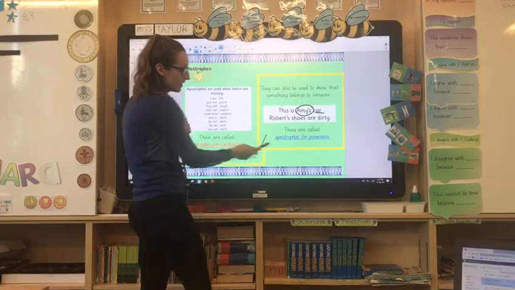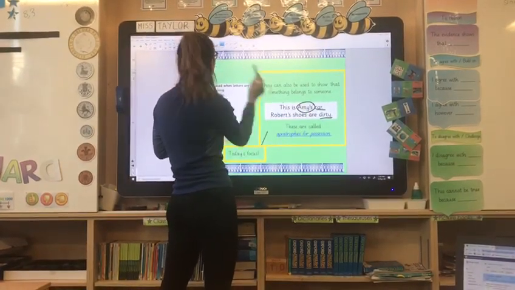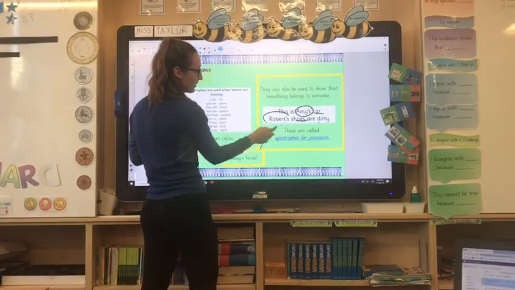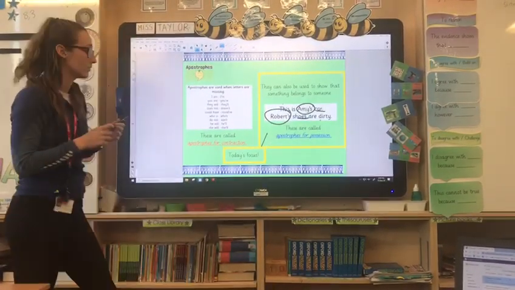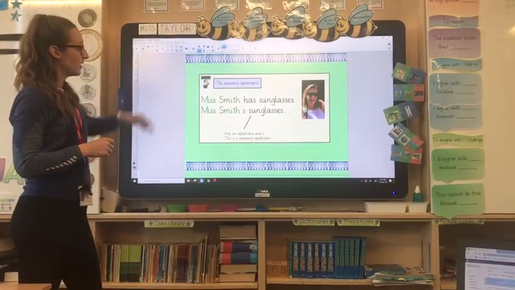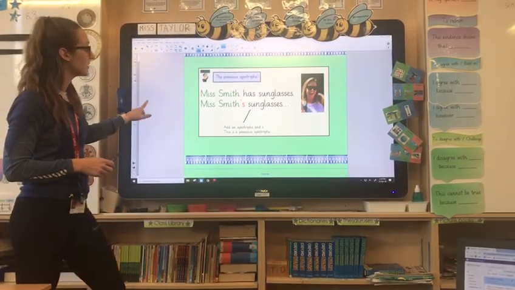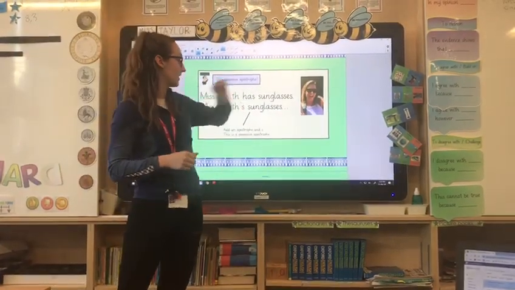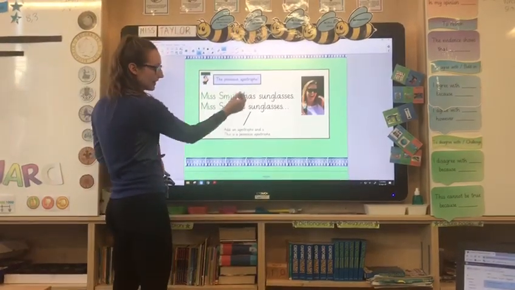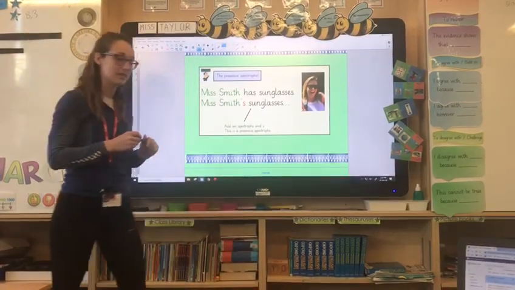Okay, Robert's shoes are dirty. Sorry, ignore that. Robert's shoes are dirty, so the shoes belong to Robert. Okay, and that is called an apostrophe for possession. So, here we have a few watch me's. Again, we've done this before, so it should be a recap for you. So, Miss Smith has some sunglasses. Miss Smith's sunglasses, so we add in the apostrophe and the S to show that the sunglasses belong to her.